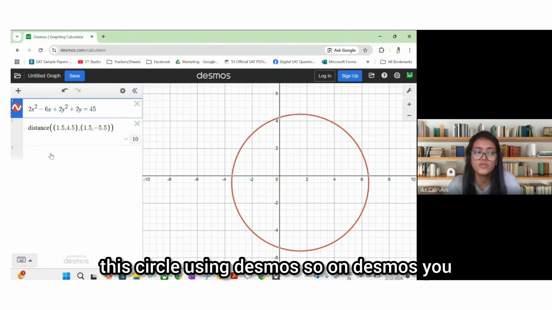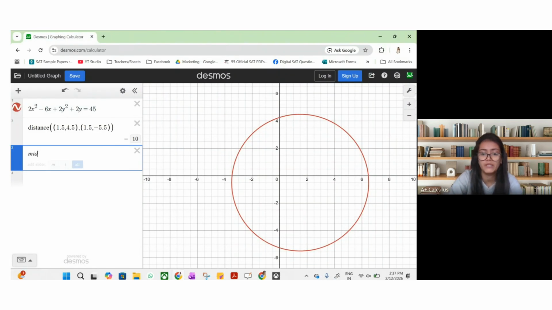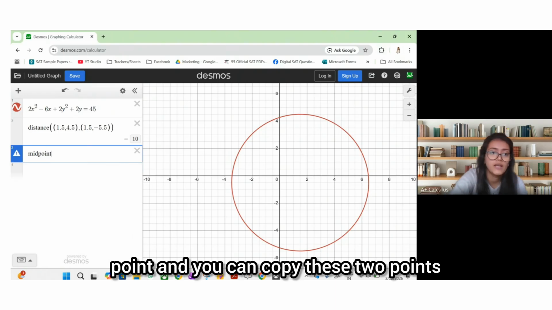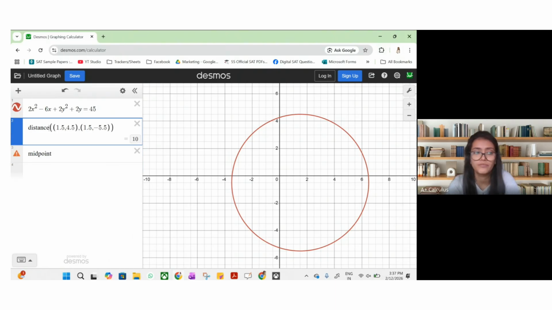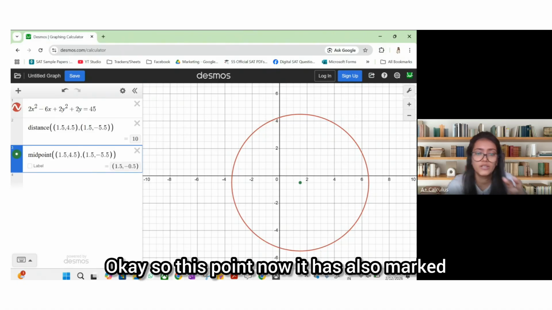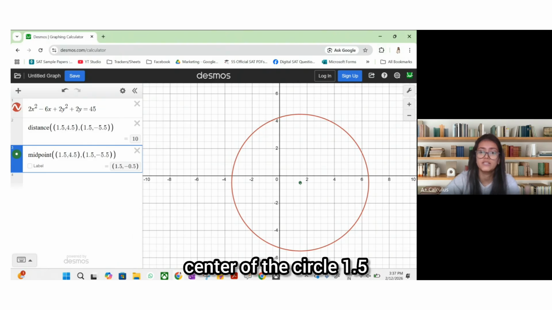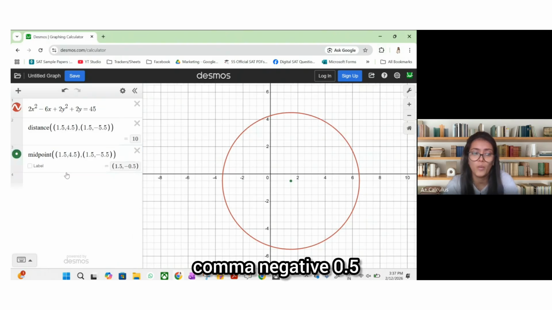On DESMOS, the center will be the midpoint of the diameter. So you type midpoint and you can copy these 2 points, copy and paste it. Now it has also marked this point in green color. So this is the center of the circle, (1.5, -0.5).